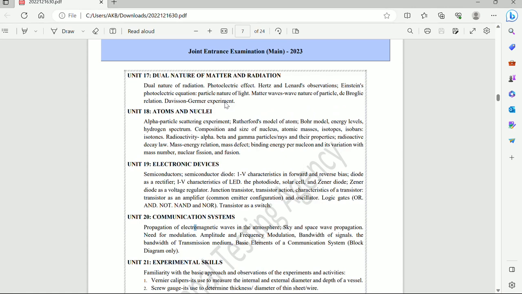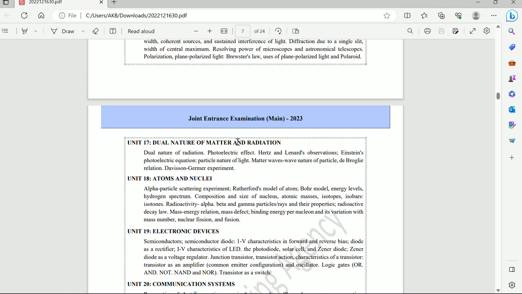Before that, there are atoms and nuclei. We will study Bohr's model, energy levels, hydrogen spectrum, composition and size of nucleus, atomic masses, isotopes, isobars, isotones, etc. We will also study the dual nature of matter and radiation, the photoelectric effect, Hertz and Lenard's observations. We will also study Einstein's photoelectric equation.